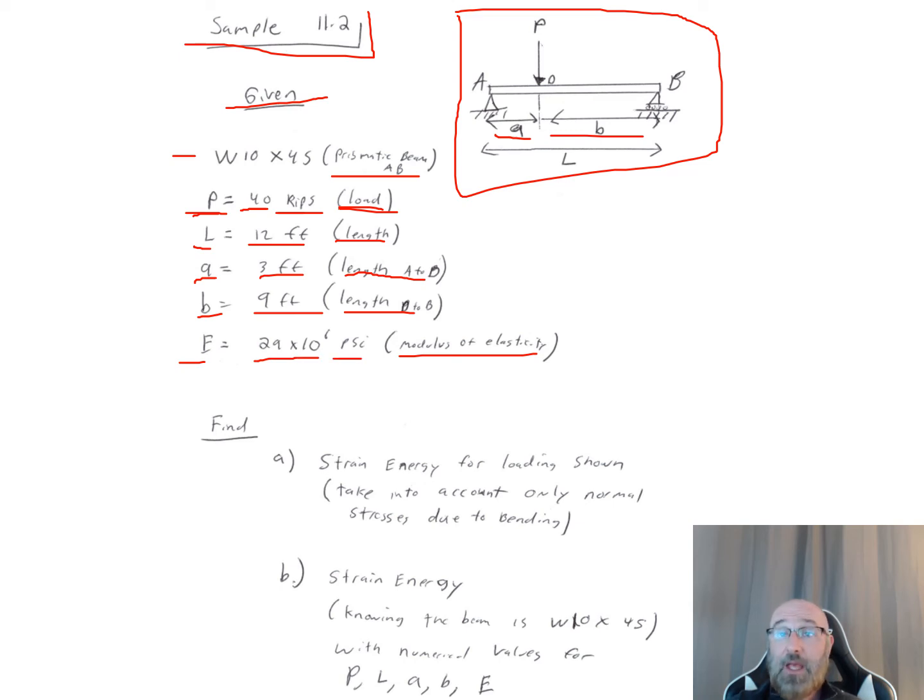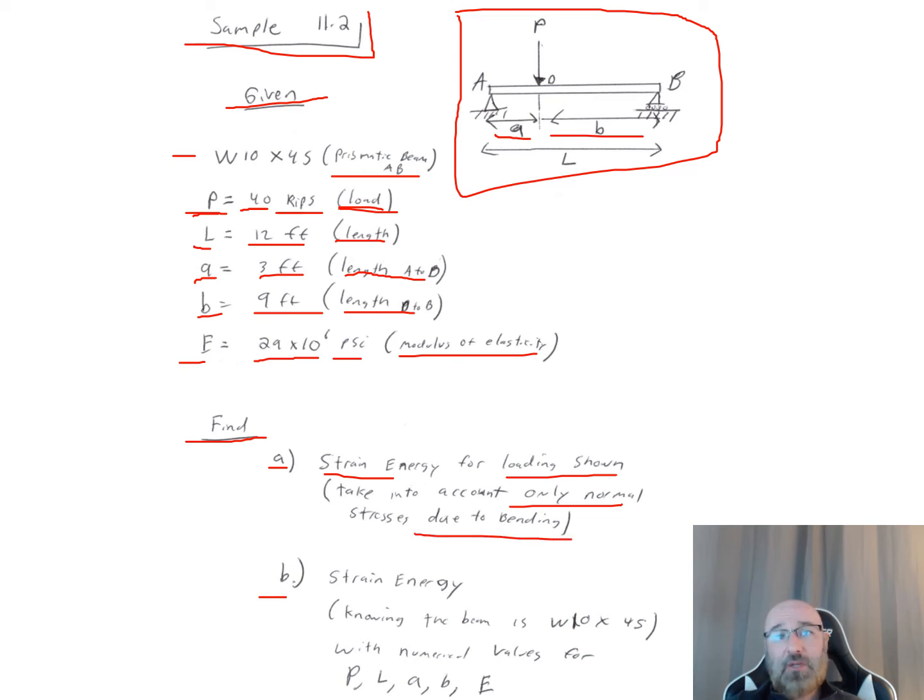And I have my modulus of elasticity, E, equal to 29 times 10 to the 6 in units of psi. Now that I have all my given information, the next thing I want to do is write down what they're asking me to solve for. In my find section, I have two parts, part A and part B. In part A, they're asking me to find the strain energy for the loading shown, but take into account only the normal stresses due to bending.